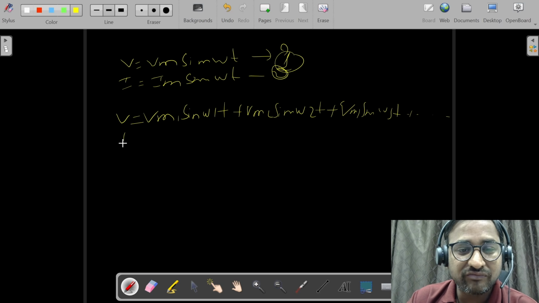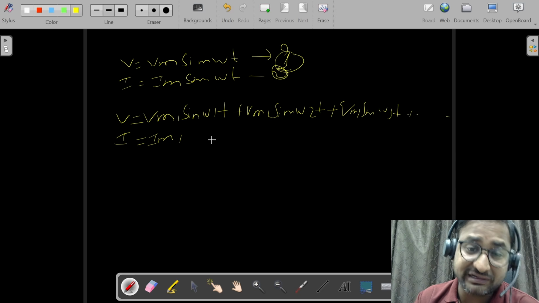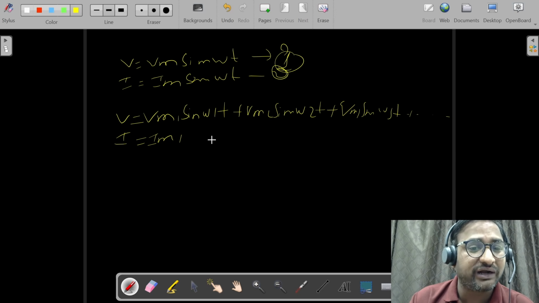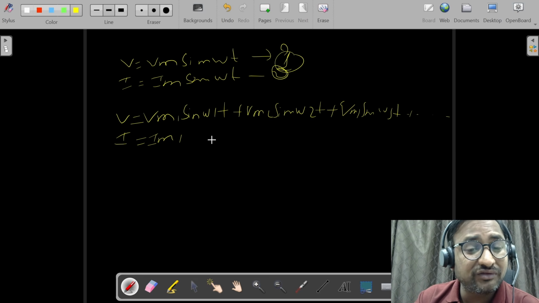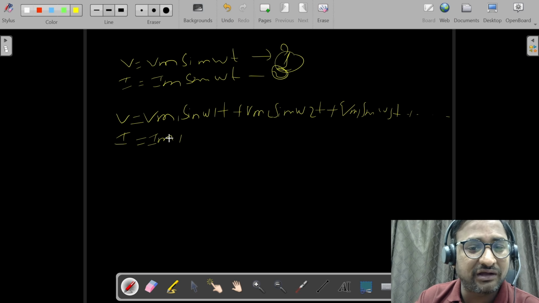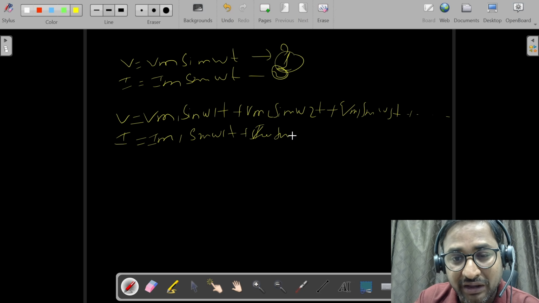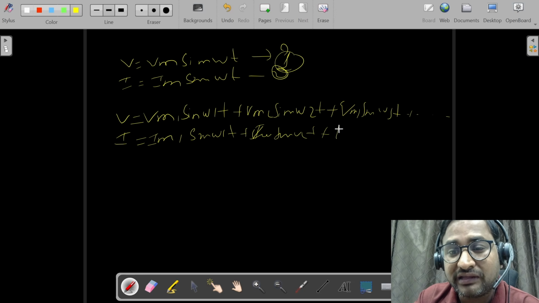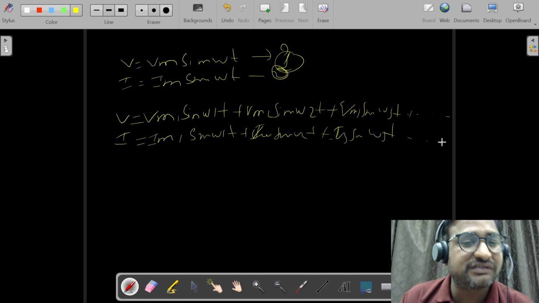Similarly, when we apply voltage, current is also produced in the same way, depending upon the load. For example, a resistance gives current in phase, a pure inductor gives current with a lag of 90 degrees, and a pure capacitive load gives current with a phase lead of 90 degrees. Depending upon the load, the current will come as Im1 sin omega 1t plus Im2 sin omega 2t plus Im3 sin omega 3t. In this way, multiple frequencies are obtained.